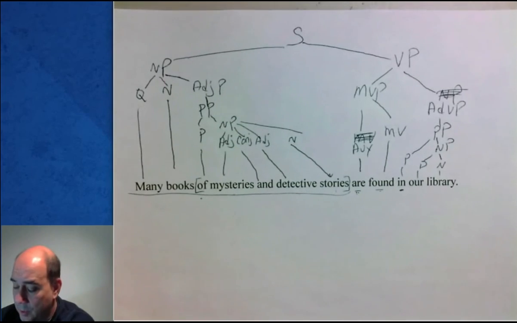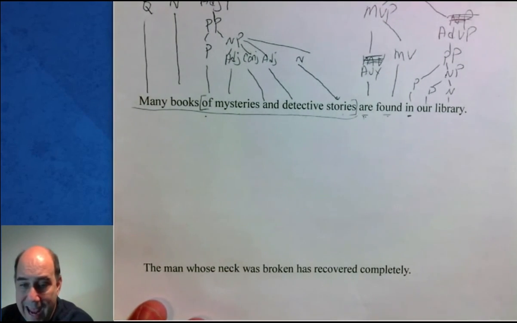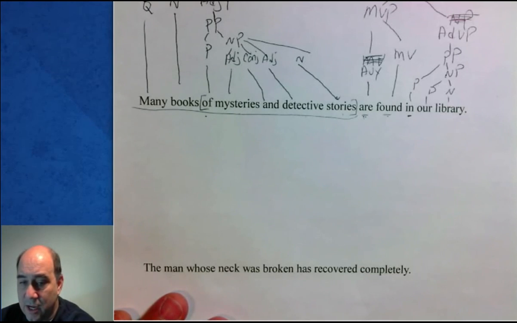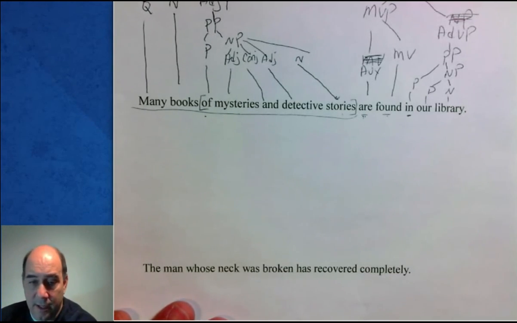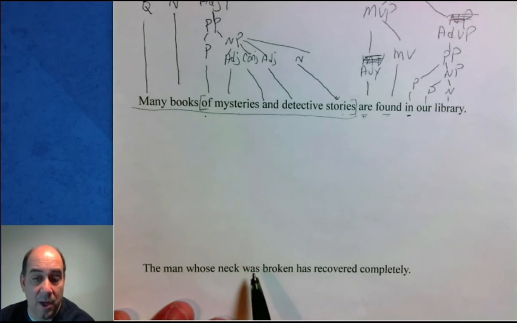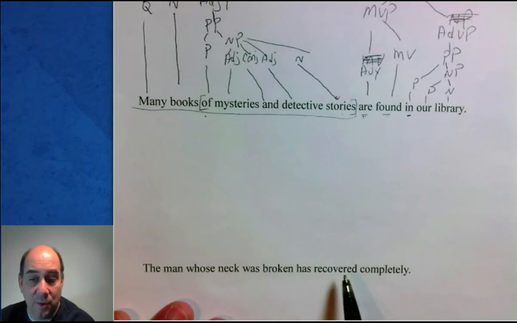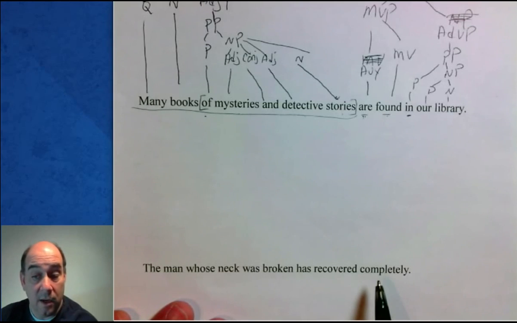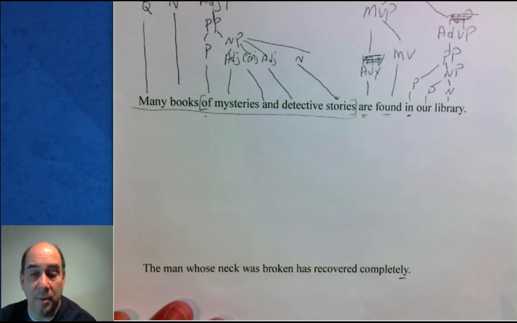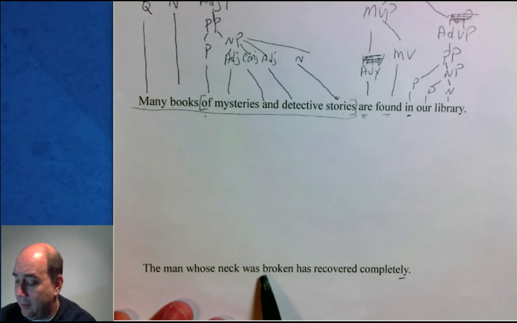Okay, let's go look at the last one. The man whose neck was broken has recovered completely. All right, so the first part there, the man, that shouldn't be so hard, right? Then we have whose neck was broken. Neck was broken, that's a verb. Has recovered, that's a verb. Completely, ly, big hint there, that's an adverb. I've got something going on here because I have a verb and a verb.